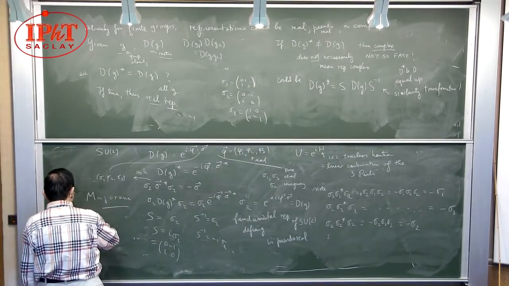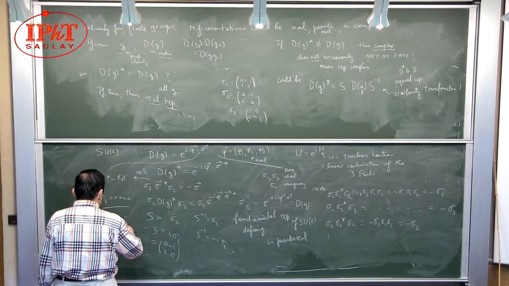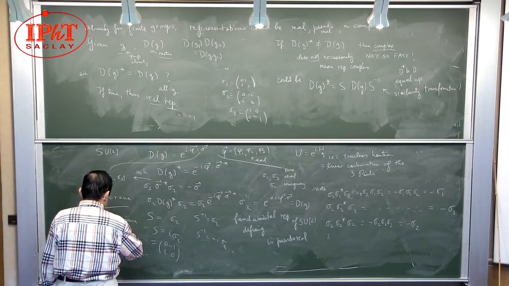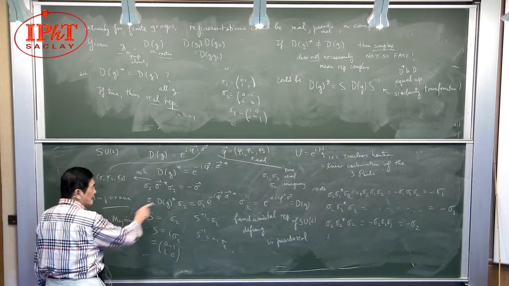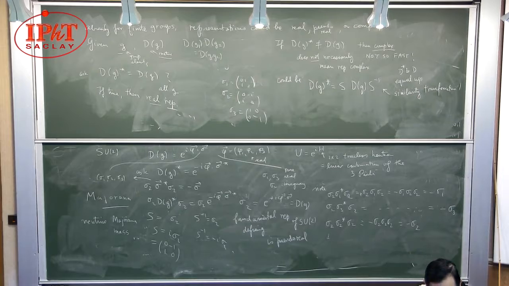So for example, the neutrino could have a Majorana mass, and it is related to the fact that SU2 is pseudo-real.